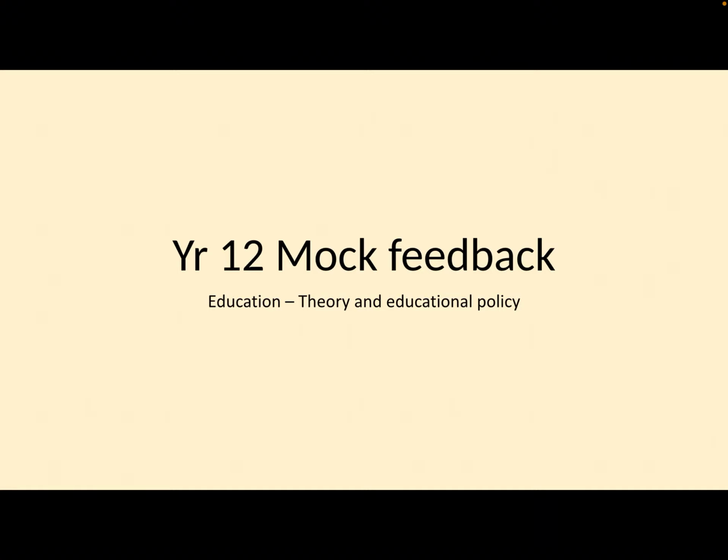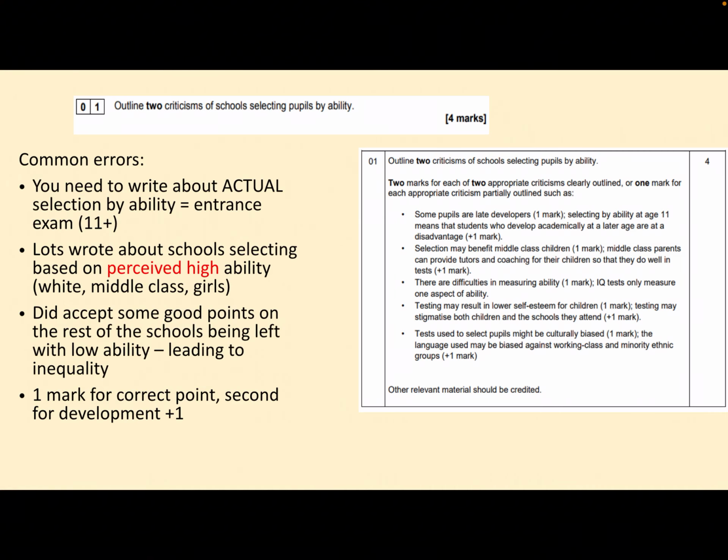So you can skip backwards and forwards in this lecture. You do not need to listen to the whole lecture if you've done quite well in one of the questions, for example. And there were 6 questions in total. So getting started, number 1 on the theory, the question was outline 2 criticisms of schools selecting pupils by ability. This was a 4-mark question.